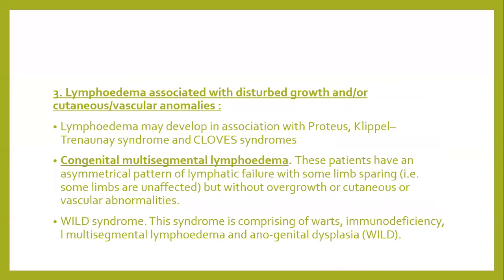Lymphedema is also associated with disturbed growth or cutaneous vascular abnormalities, as we see in association with Proteus syndrome, Klippel-Trenaunay syndrome, and Clough syndrome. We have discussed these syndromes in previous lectures. Then congenital multisystem lymphedema. These are the patients that have an asymmetrical pattern of lymphatic failure with some limb sparing, that is, some limbs are unaffected, but without overgrowth or cutaneous or vascular abnormalities.